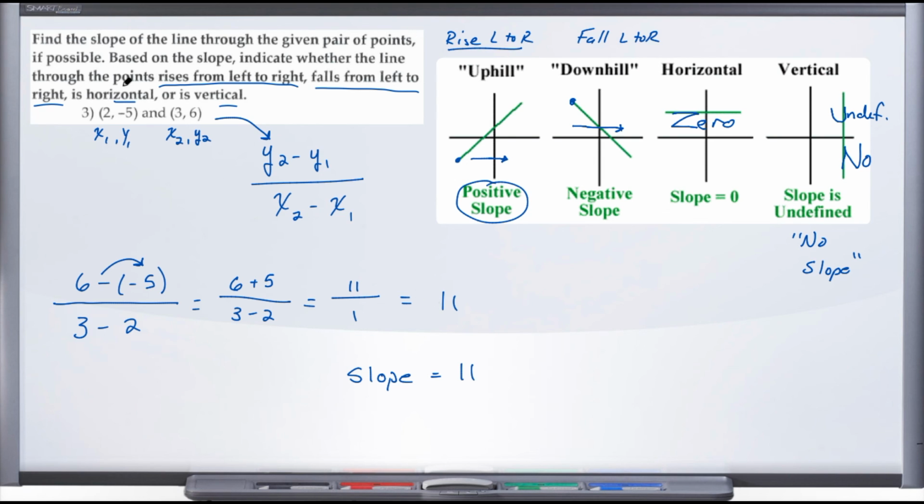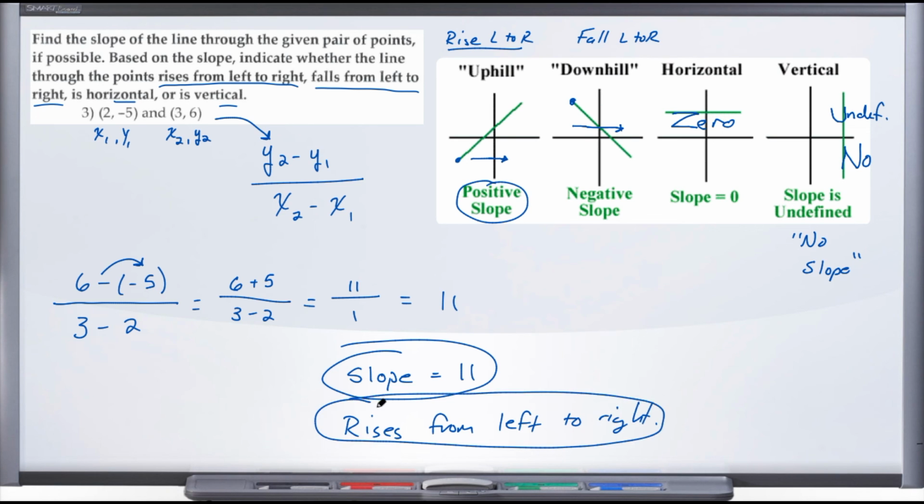Let's answer our question and make sure we did that. Find the slope of the line. We did. It's 11. And based on the slope, indicate whether the line through the points rises from left to right. So this line rises from left to right. All right, and there are the two pieces of our answer for number 3. I'll see you at question number 4.